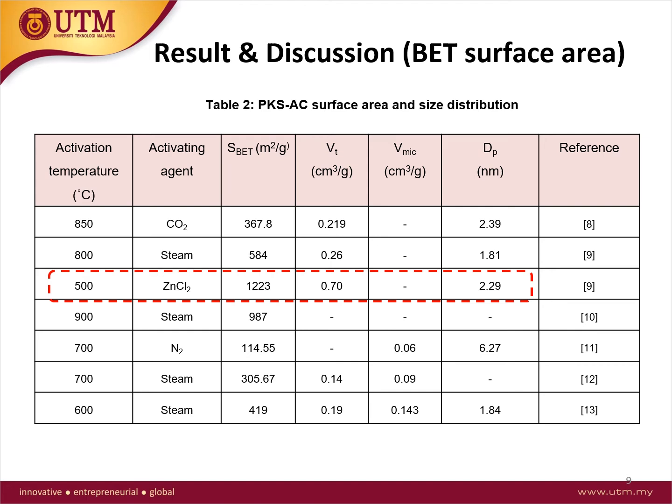Based on the results, the activated carbon from both agricultural wastes possesses mesopore and micropore structures in the carbon. The mesopore structure is in the range of 2 to 50 nanometers.